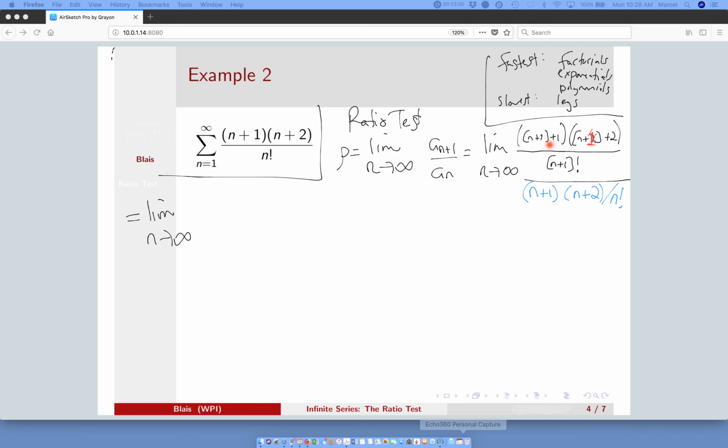So this first term is n plus 2, and then the second term is n plus 3. And we have that n plus 1 factorial in the bottom. Now for the denominator, this division by n factorial will put the n factorial up here in the numerator. And this division by n plus 1 times n plus 2, we'll keep that down here.